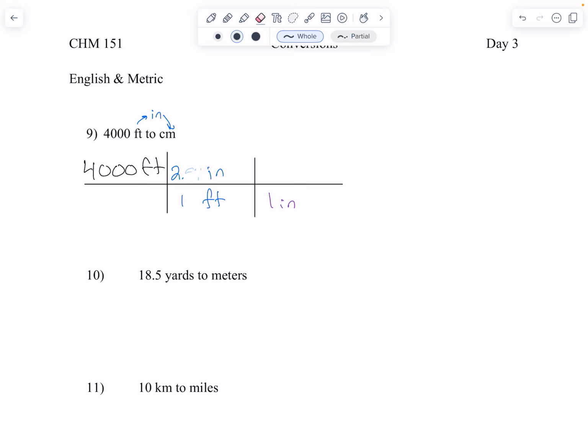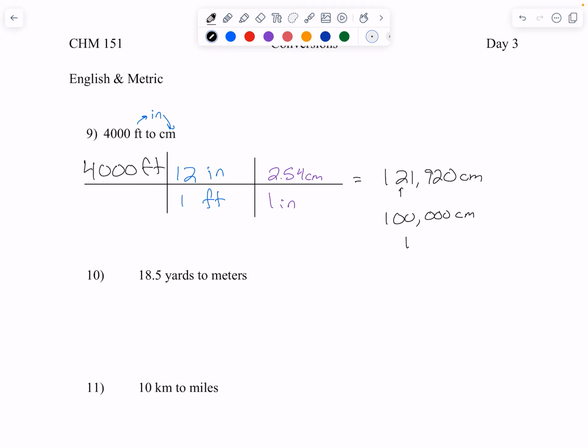I'm sorry, I messed that up, didn't I? I was thinking ahead. This is 2.54 centimeters. How many inches are in a foot? There we go. That's better. And so now, if we do this, we get 121,920 centimeters. All right, how many sig figs? 1. So I look there, 100,000 centimeters, which would be better as 1 times 10 to the 5th centimeters.